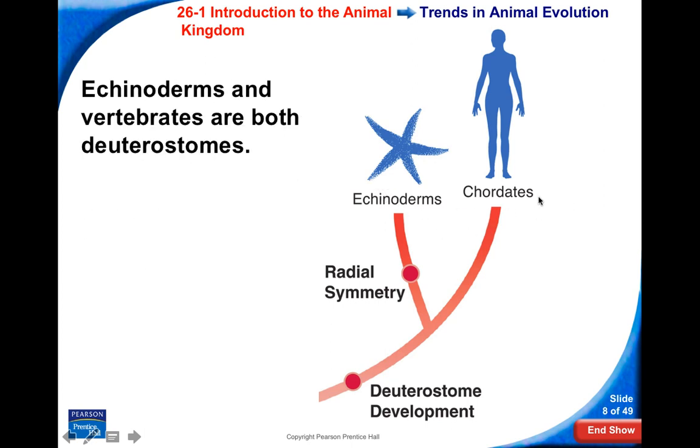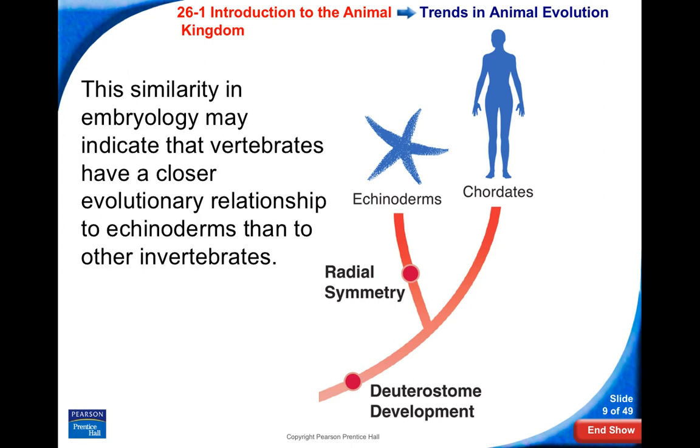So these two groups of the evolutionary tree are deuterostomes, and so with this information from the study of embryology, this indicates that vertebrates, chordates, possibly have a closer evolutionary relationship to echinoderms than they do to all the other organisms that we, like invertebrates, like mollusks and worms and sponges and cnidarians and things that we're going to learn about earlier on in the next semester.